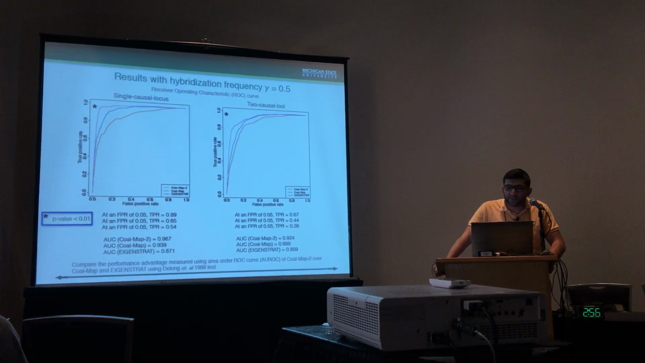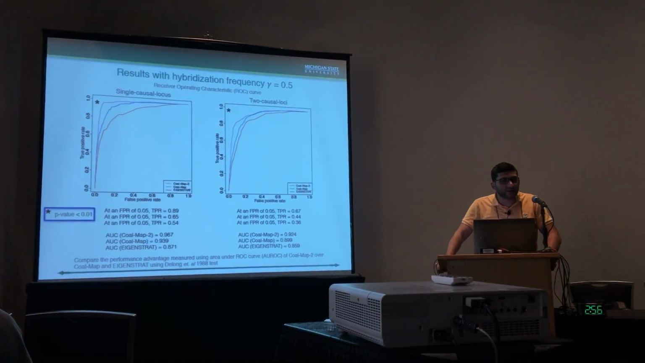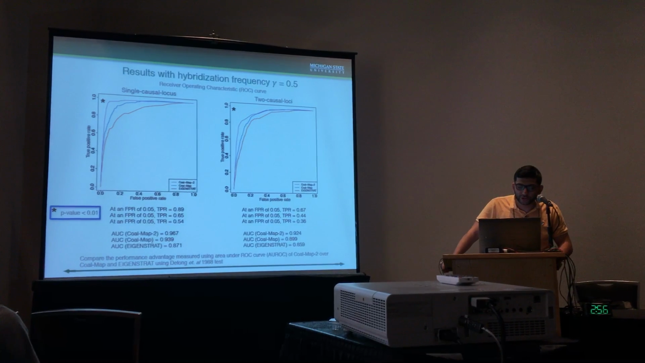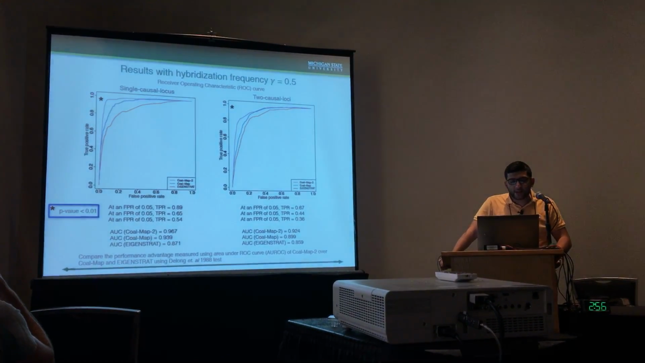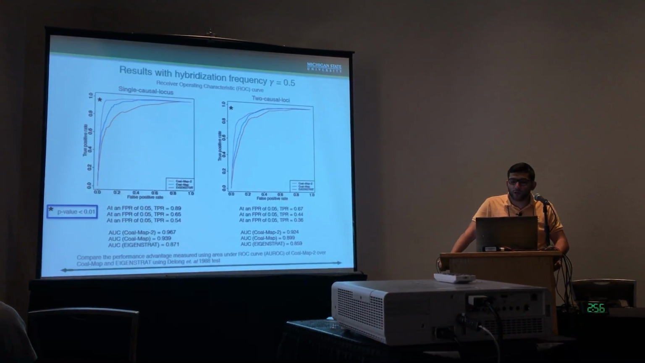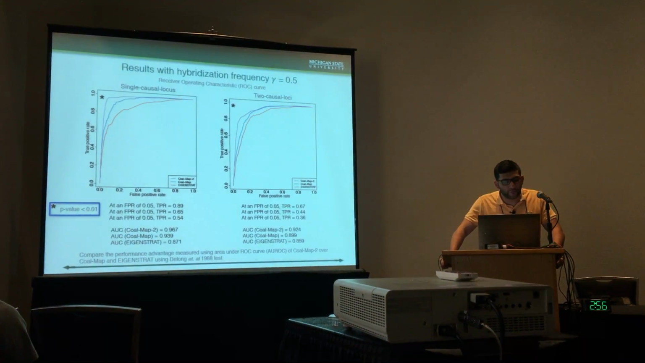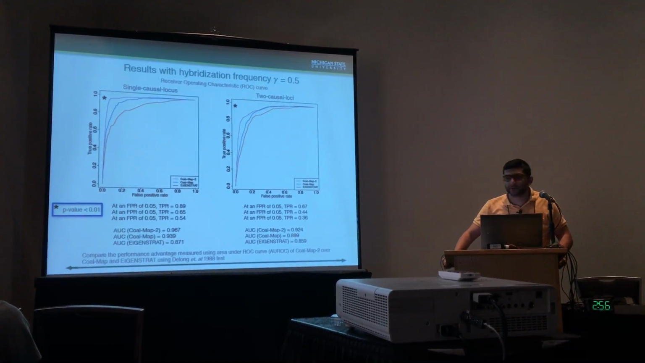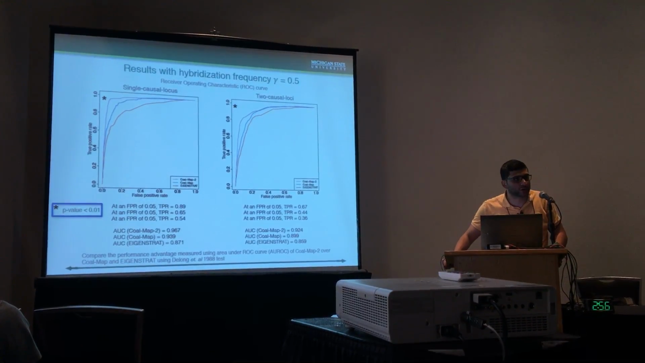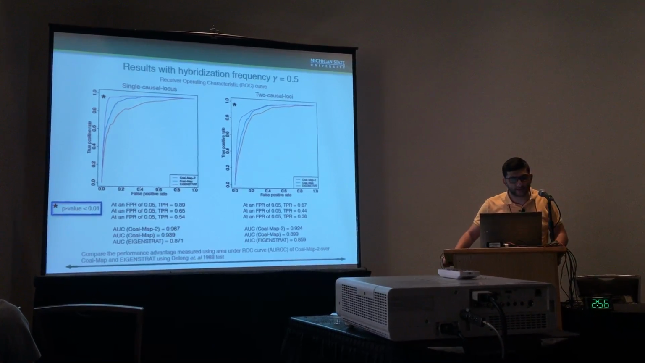So what we did is the following. We compared the performance advantage of our method, Coal-Map-2, compared to Coal-Map and Eigenstrat using the long and old test. And we find that Coal-Map-2 significantly outperforms both Coal-Map as well as Eigenstrat, using both the single causal locus trait model condition or the two causal loci trait model condition.